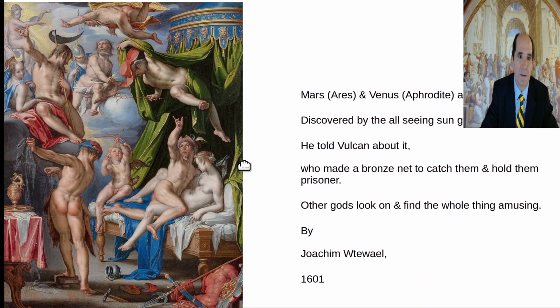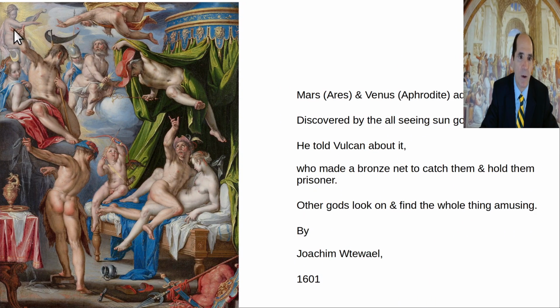And here's another one of these Greek mythology stories where Apollo, the all-seeing sun god, had seen that Ares, the god of war, was having an affair, adultery, with Aphrodite, Venus, the goddess of love and beauty. And Vulcan, who's actually the husband of Aphrodite, was not happy about it. Apollo told him about it. Vulcan created this net of bronze to throw over them and trap them and hold them prisoner. And other Greek gods like Zeus and Athena, Minerva are looking on, and Diana, and sort of finding the whole thing amusing. Mercury is there as well.